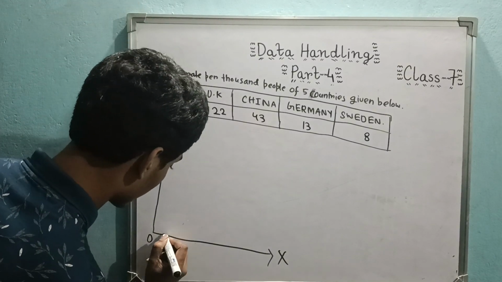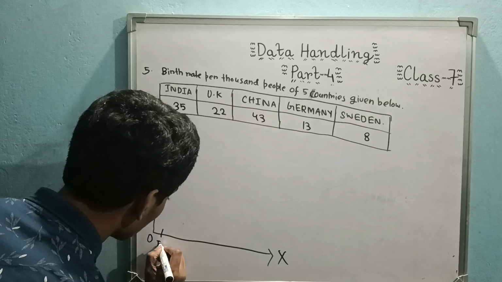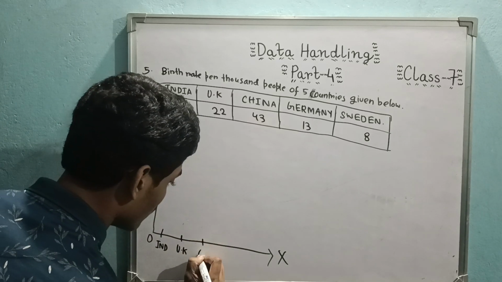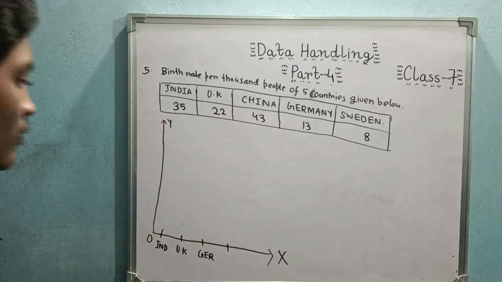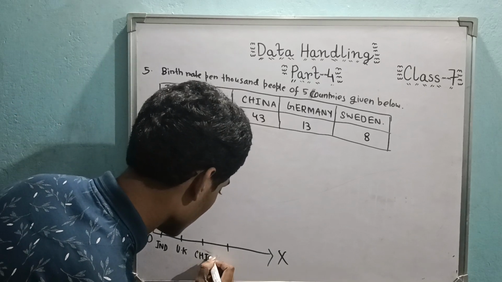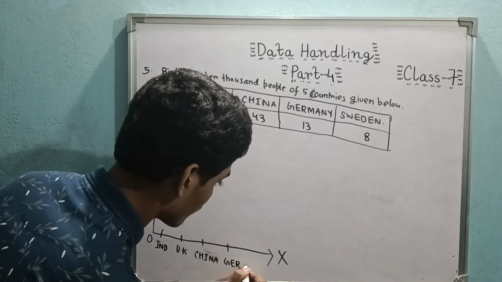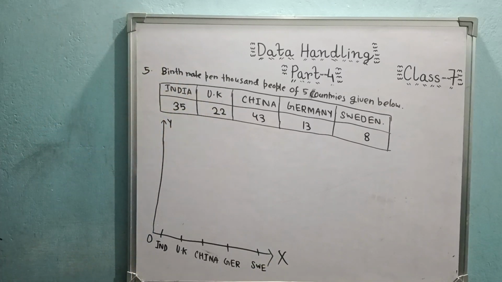So you know the traditions of a bar graph. First, on the x-axis, name the data variables, which are our countries. I am writing short names: India as Ind, UK, Germany as GER. Oh wait, this is China. China I can write. Then Germany and Sweden I am writing as SWE. Okay. Now we're coming to the frequency axis.